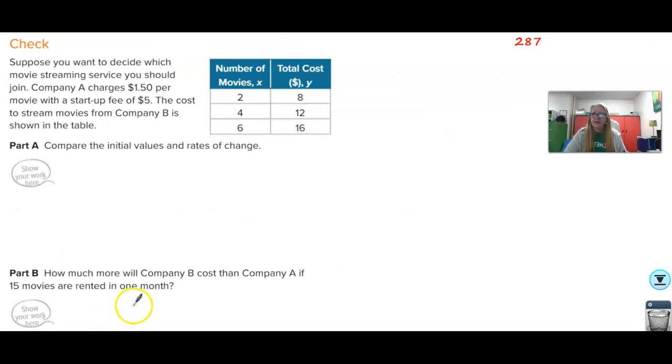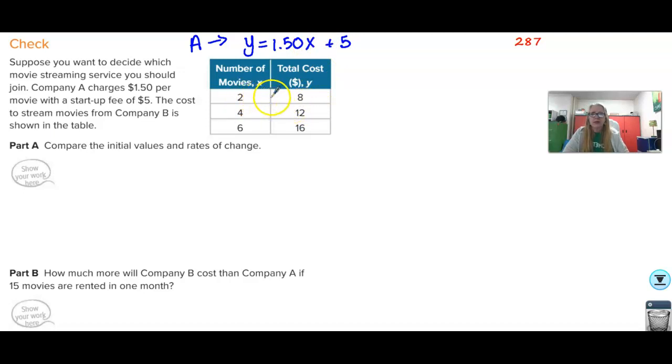All right, so here we have a check. Suppose you decide which movie streaming service you should join. Company A charges $1.50 per movie with a startup fee of $5. The cost to stream movies from Company B is shown in the table. I'm going to write A as y equals mx plus b. Their rate of change, they're charging $1.50 per movie, so 1.50x, and x is the number of movies you rent, but they also charge a startup fee of $5.